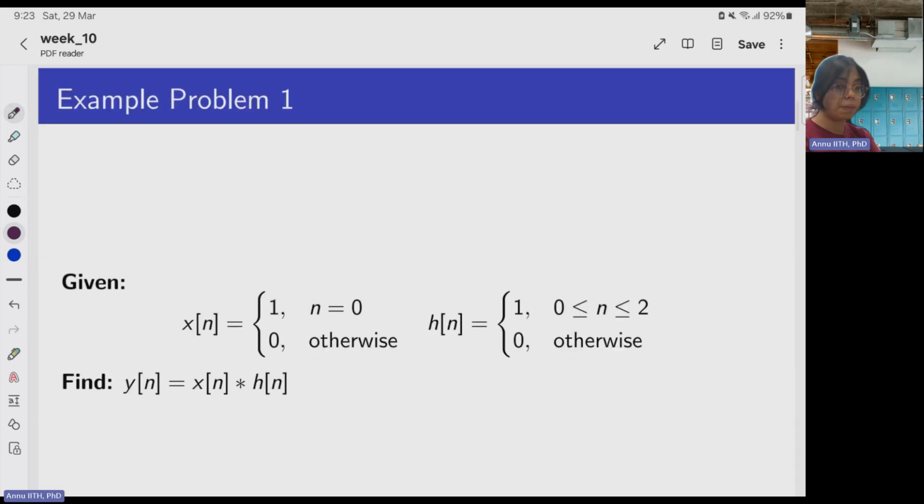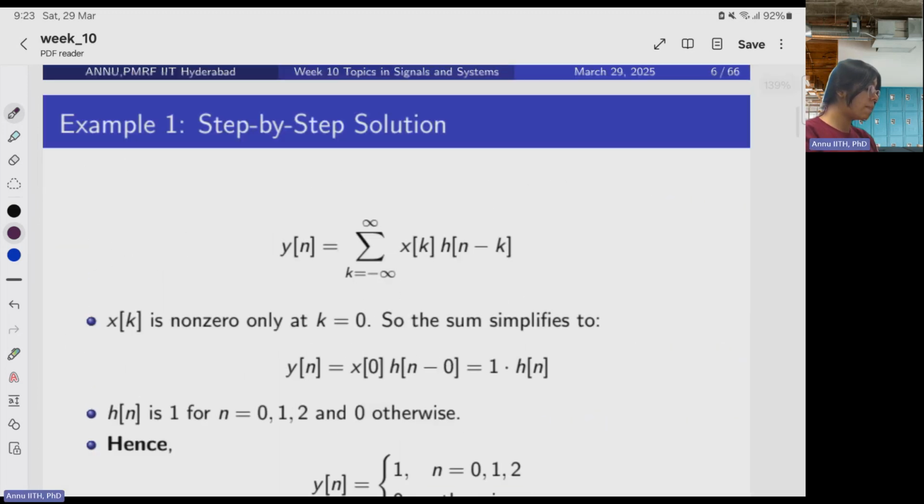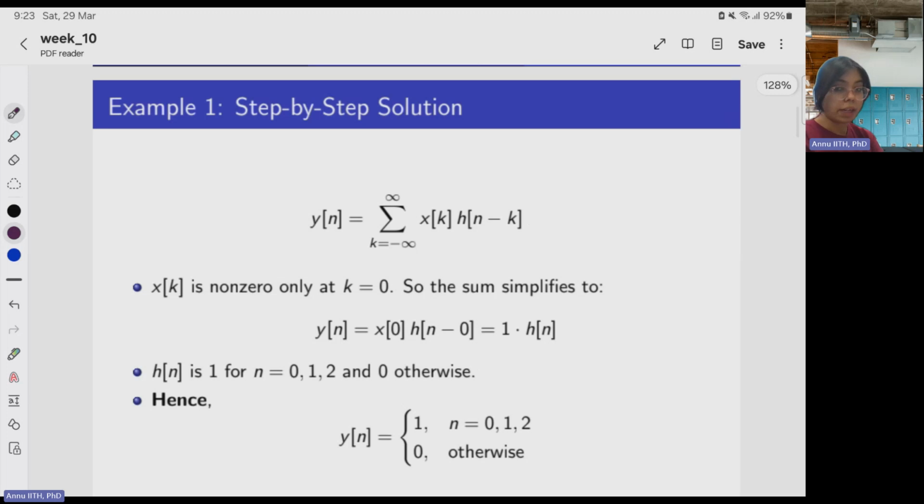So this is the example problem. You have to find the convolution. How will you find it? This is very simple. x[n] is 1, 0. What is that 1, 0? It's the impulse function, the delta function. And h[n] is a unit step function. How will you solve this convolution? Let us see how we will solve it. These are the step-by-step processes that I have solved for you.